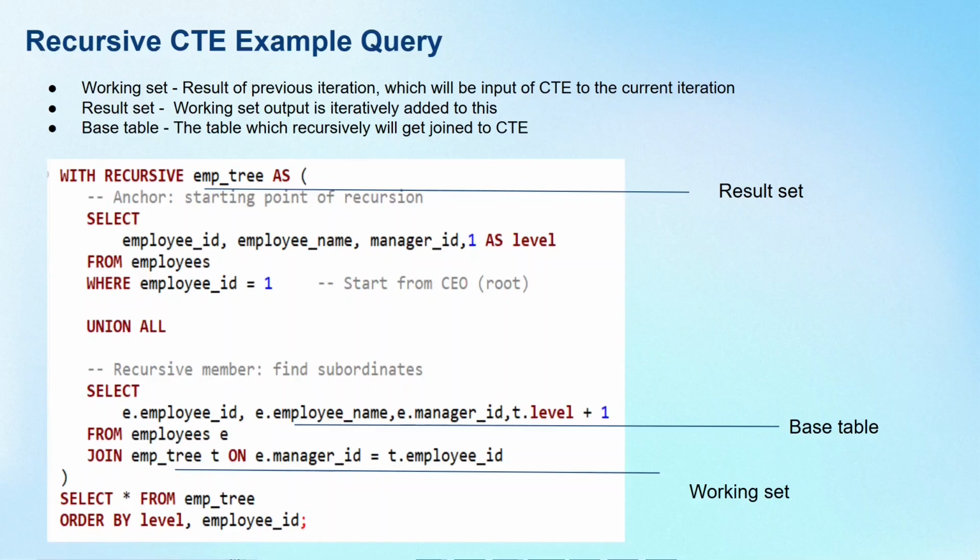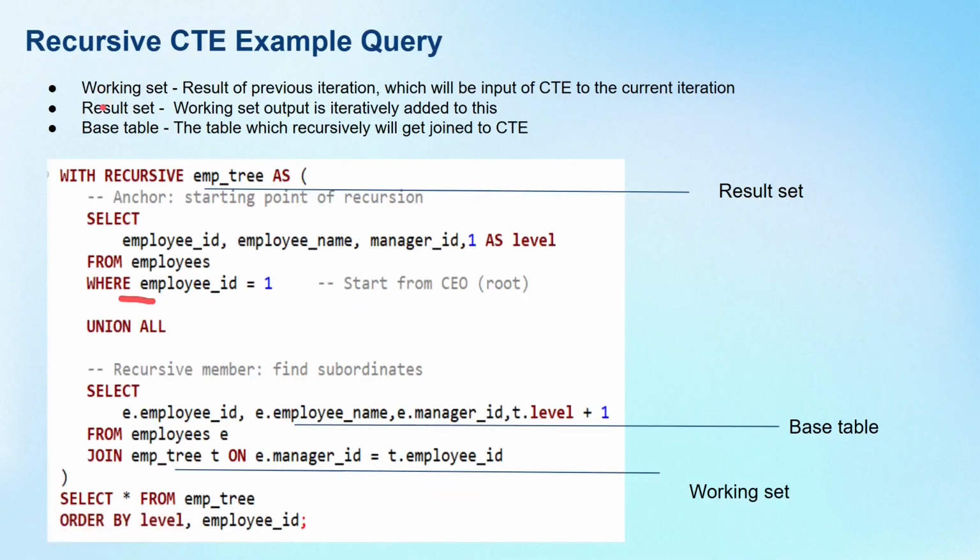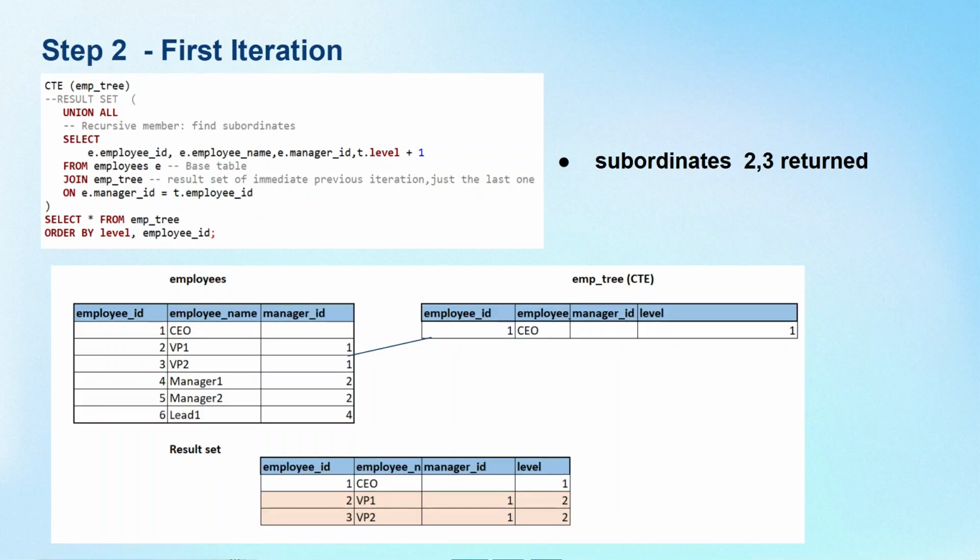First, the anchor member executes, so it is this query. Let's break this down. This is the query which gets executed first, and the output of this gets stored in the working set as well as the result set. We will go back here. The first time when this runs, this output goes into both the working set as well as this result set. Now the iteration of the recursive part starts.